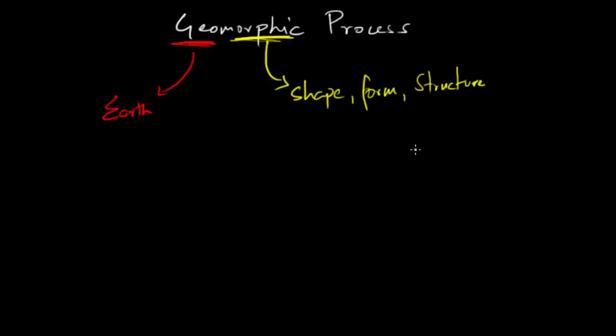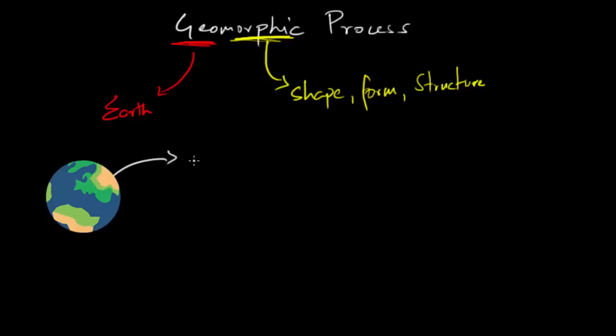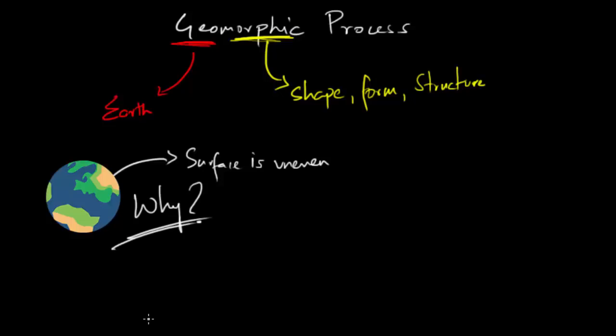So if we combine both the terms, we get to know what were the reasons behind the formation of the Earth's surface. If you see, the Earth's surface is uneven, it is not smooth, it is not plain. Somewhere you'll find uplands and then there are some places which have lowlands, depressions. So geomorphic process tells us about the reasons behind that, why the Earth is like that.